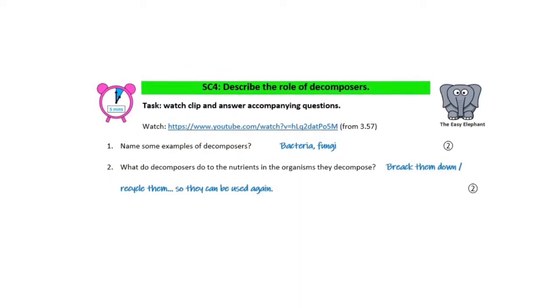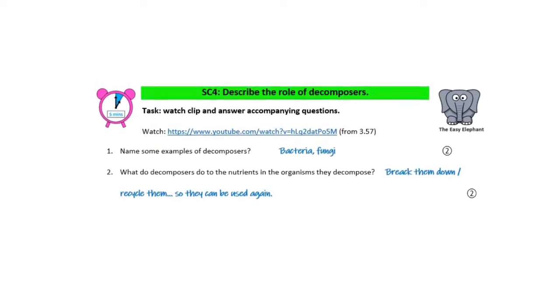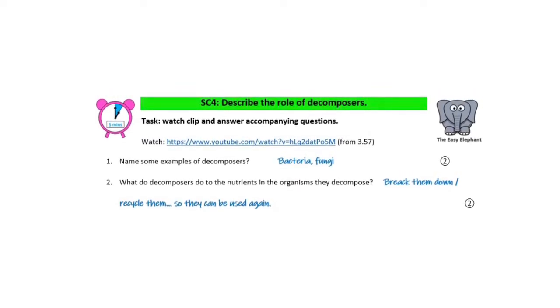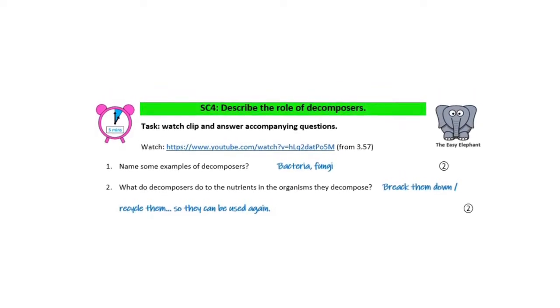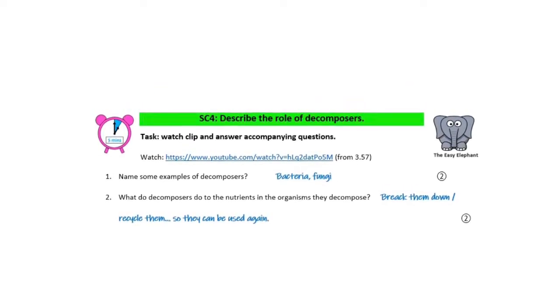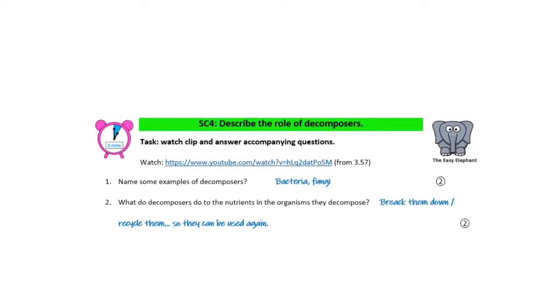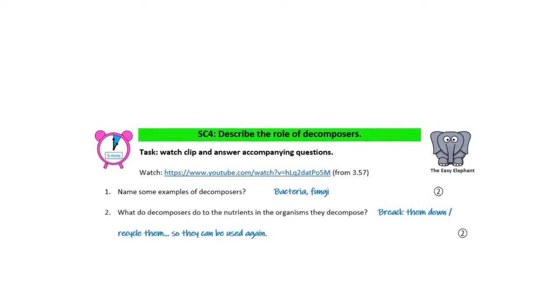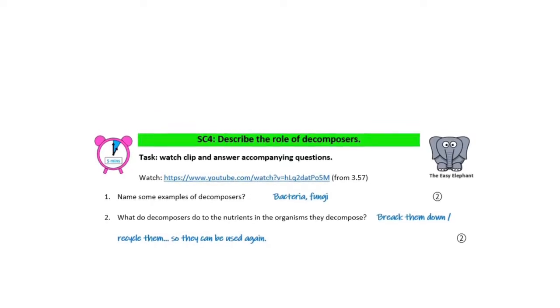Here are the answers to SC4. Number 1, either bacteria or fungi, 1 mark for each. And number 2, decomposers will break down or recycle the organisms that they can decompose. That's 1 mark, so either break down or recycle for 1 mark. And then the second mark is so that these nutrients can be used again.